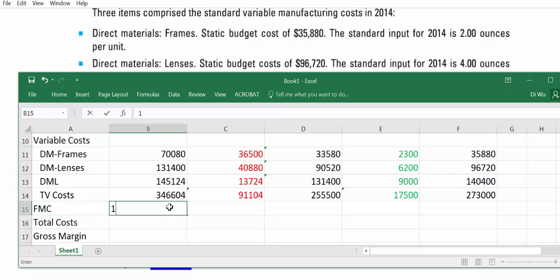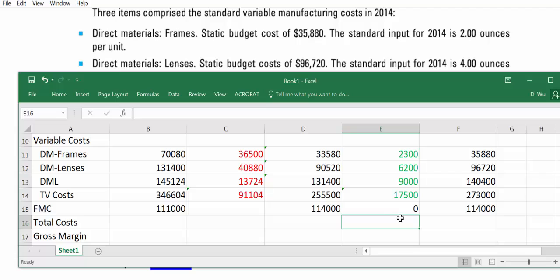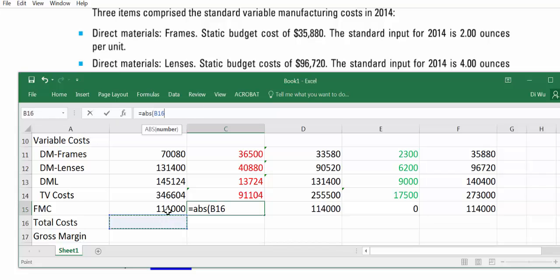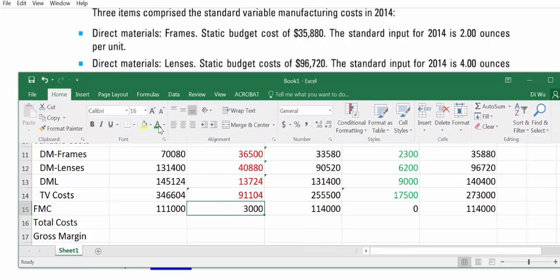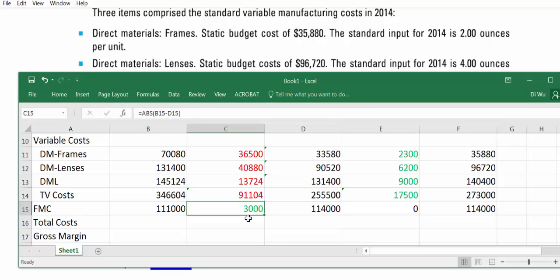This number is given, so it's 111,000. For the static budget, it's given, it's 114,000. The flexible budget actually uses the static budget, so that's why normally you have zero sales volume variances, but they do sometimes have flexible budget variance. So let's find the differences. Here we have 3,000, and because it's getting smaller, it's favorable. So we have 3,000 favorable fixed manufacturing cost variances.